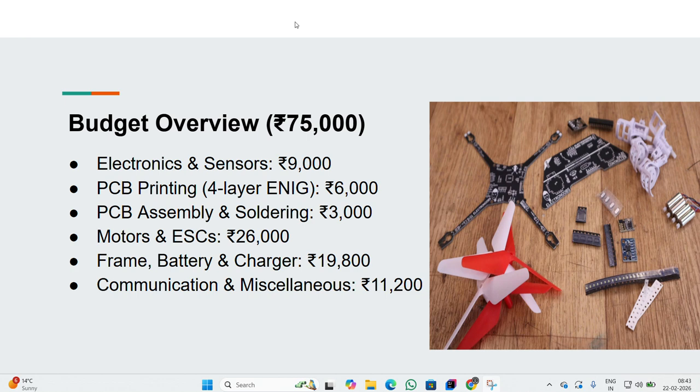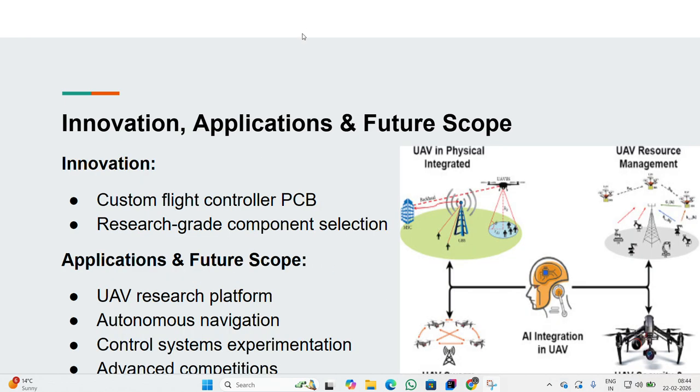Now we'll talk about our budget overview, which totals 75k. Electronics and sensors comprise 9,000. PCB printing costs 6k rupees. PCB assembling and soldering costs 3k rupees. Motor and ESC cost 26,000 rupees. Frame, battery and charger cost 19,800 rupees. Communication and all other miscellaneous costs 11,200 rupees.